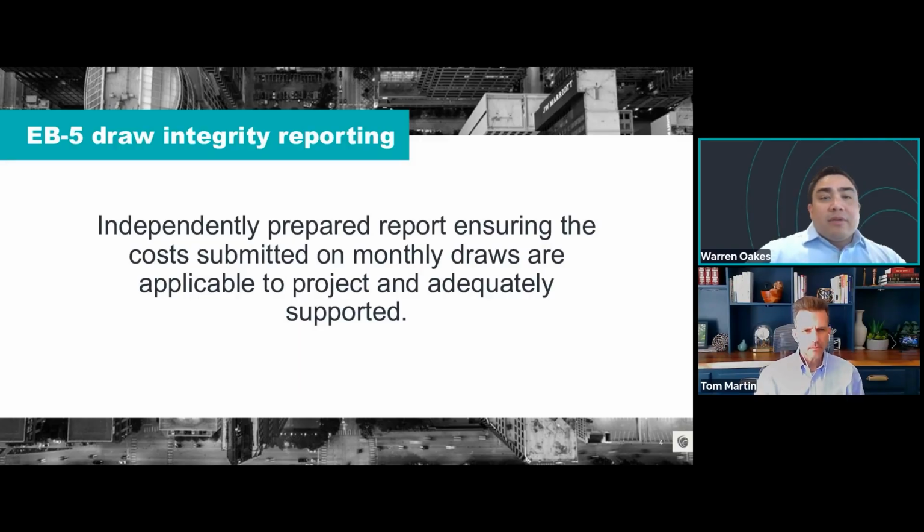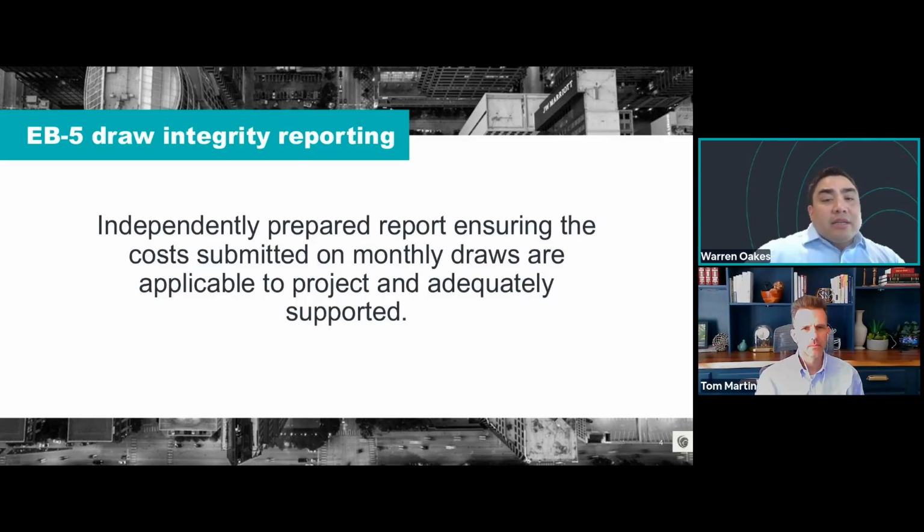So first of all, what is draw integrity reporting? It is first and foremost a report prepared by an independent third party. Secondly, it is the monthly compilation of construction costs that are incurred by the project. Third, it is the verification that the contractors have been paid for the work that's performed.